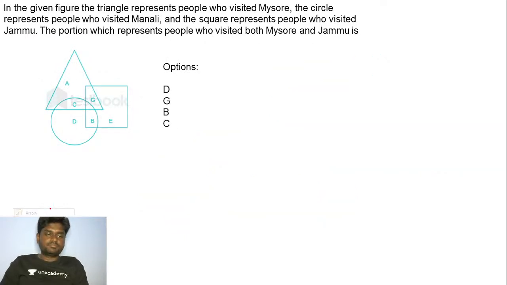Next question for you. In the given figure, the triangle represents the people who visited Mysore. The circle represents the people who visited Manali. And the square represents the people who visited Jammu. You have three types of figures here. You need to find the portion which represents the people who visited both Mysore and Jammu.